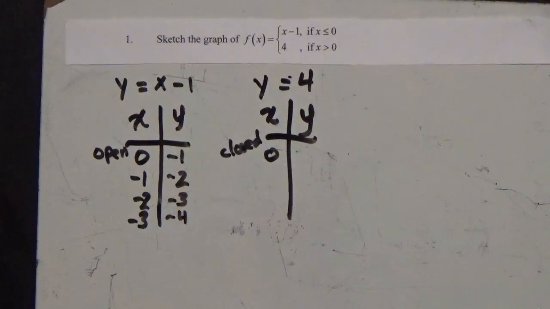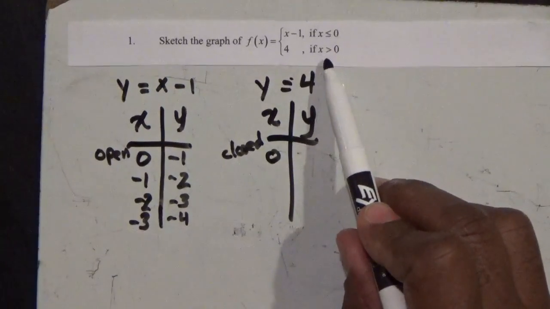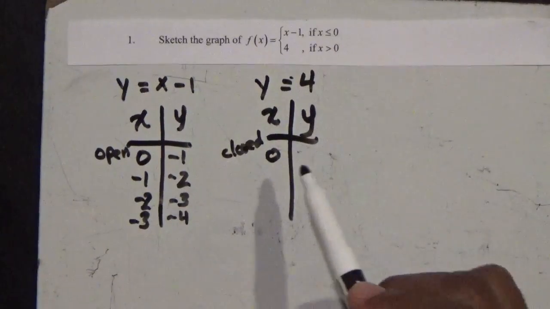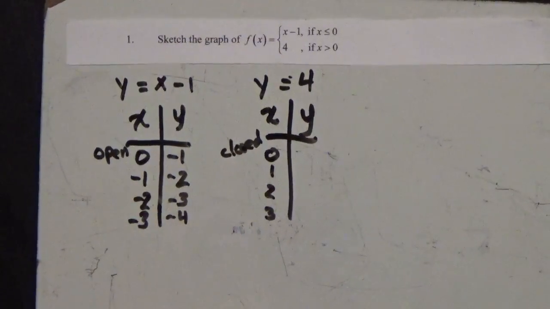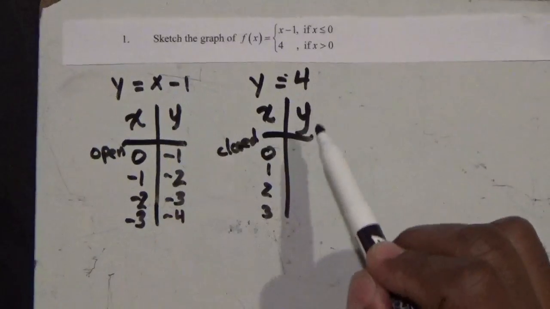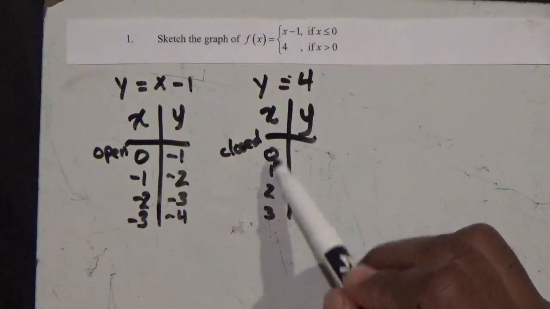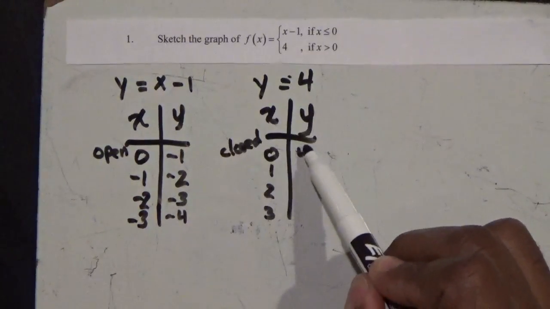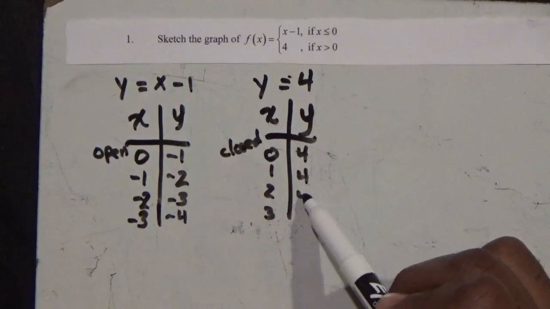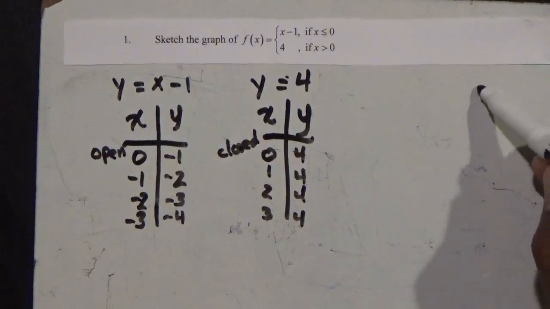Alright, so we got plenty of values. For the second piece, we want to find values that are greater than 0. So 1, 2, 3. Those would be values greater than 0. It really doesn't matter because regardless of your x value, your y value is always going to be equal to 4. Alright, so let's graph that.